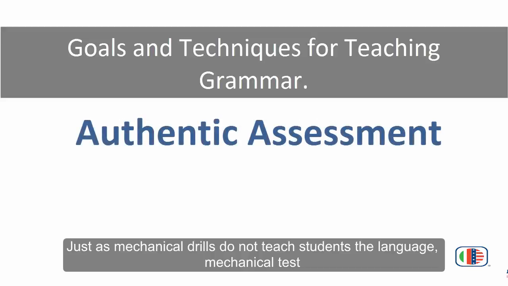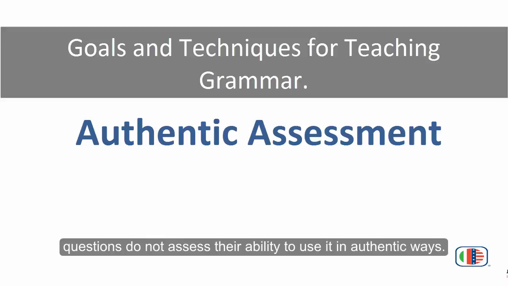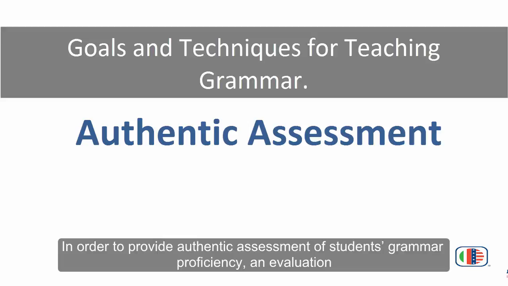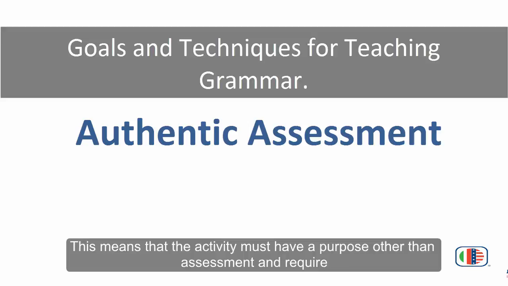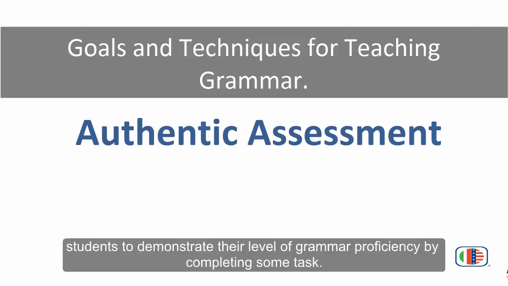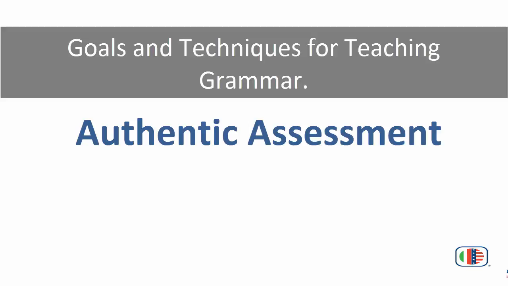Just as mechanical drills do not teach students the language, mechanical test questions do not assess their ability to use it in authentic ways. In order to provide authentic assessment of students' grammar proficiency, an evaluation must reflect real-life uses of grammar in context. This means that the activity must have a purpose other than assessment and require students to demonstrate their level of grammar proficiency by completing some task.